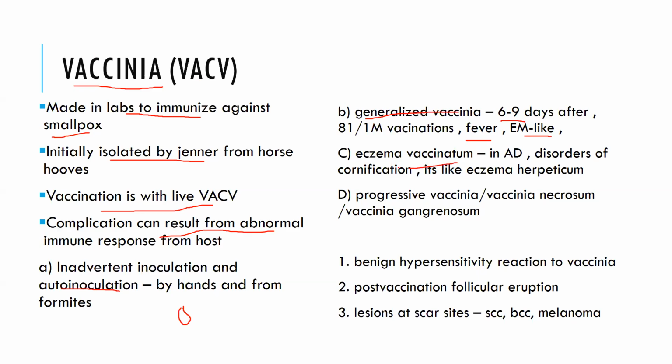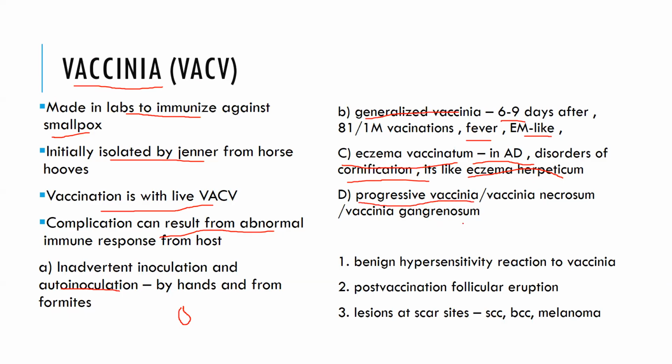So we also have a phenomenon we call eczema vaccinatum, which usually occurs in patients who are atopic and also others that have disorders of cornification, and it is similar to the ones that you've seen before, the eczema herpeticum and then eczema coccidicum that we've seen in the other presentations. The other complication that can come with vaccine is progressive vaccinia.